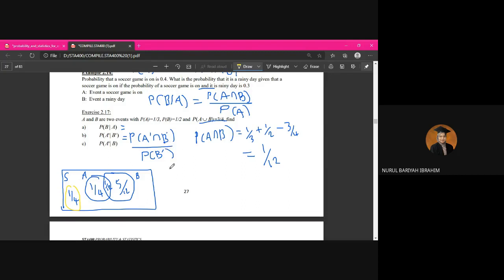Okay, how about C? Probability of A intersect A complement given B. So it will be probability of A complement intersect B divide dengan probability of B. Okay. We already have the value of probability of B, but we need to find the probability of A complement given B. Which is the probability of A complement selain dari A intersect dengan B. So the value is 5 over 12. Okay, divide dengan probability of B, which is 1 over 2. Then you will get the answer.